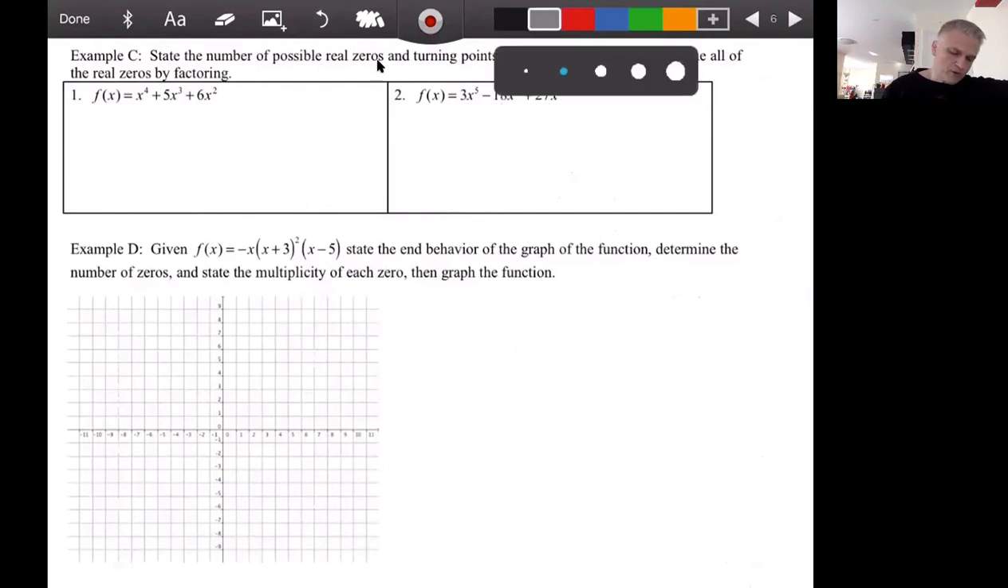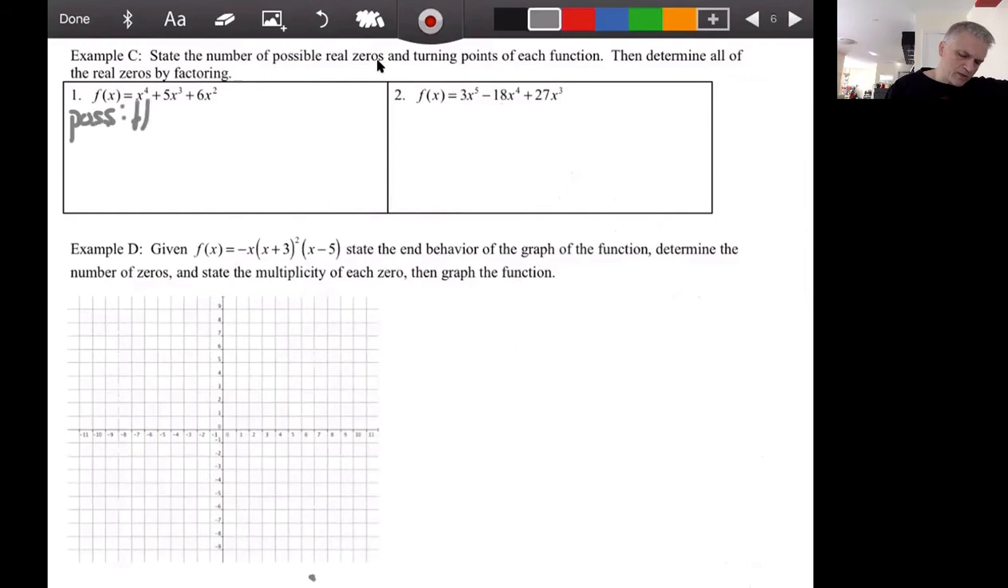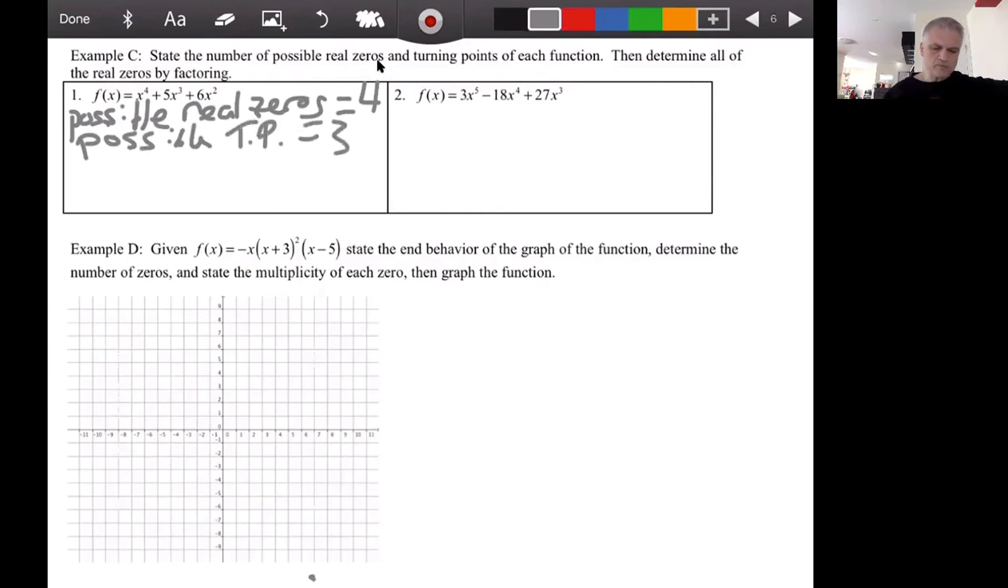So first thing, we're going to look at this polynomial and say that 4 is the highest exponent. So there are a possible, I'll put possible, and I don't want anybody to think I wrote positive. Okay, possible real zeros would be 4. And possible turning points could be 3. Okay, so now it says, let's factor these little sweethearts.